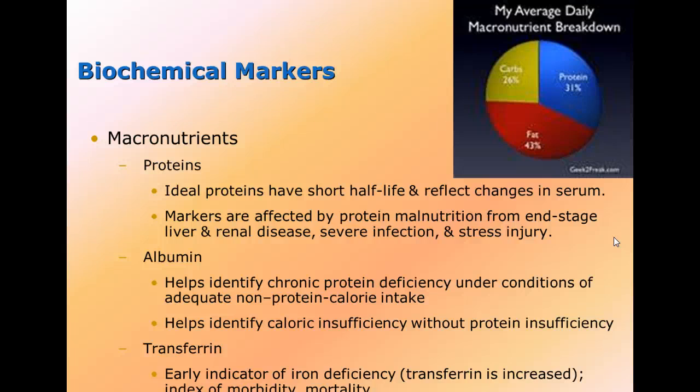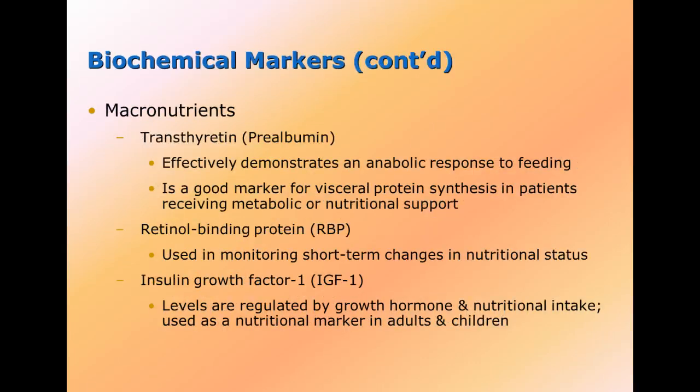Transferrin is a protein that we've talked about many times in the past. This is an early indicator of iron deficiency. We see transferrin is actually increased with iron deficiency. It actually carries the iron around the body. We can see morbidity and mortality if these levels are off kilter.